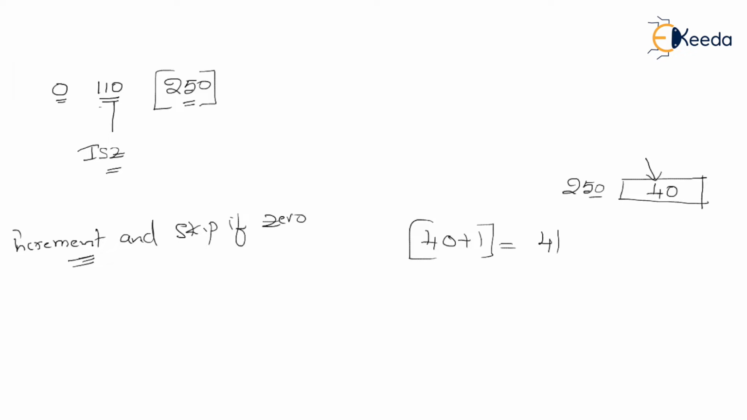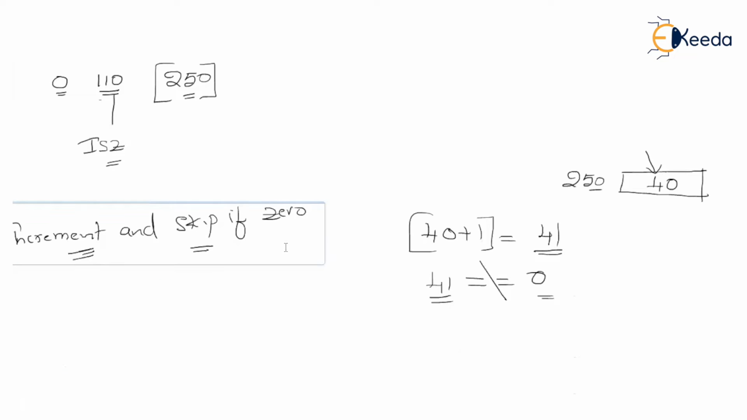But the instruction has something else, that is increment and skip if 0. After incrementing, we need to compare if 41 is equal to 0 or not. Is 41 equal to 0? 41 is not equal to 0. So the condition fails. So we don't need to skip anything. What is skip if 0? First, we need to increment the operand. After incrementing, if the value is equal to 0, we need to skip the next instruction.